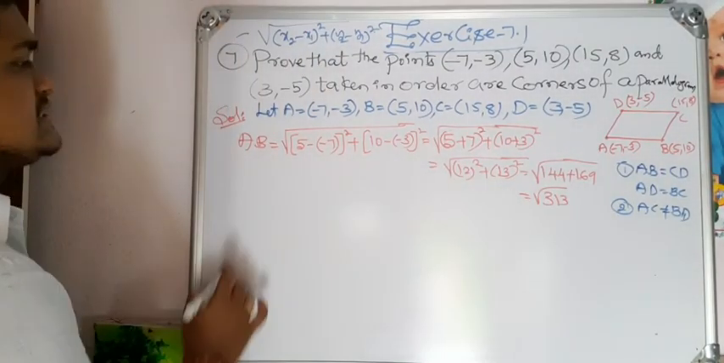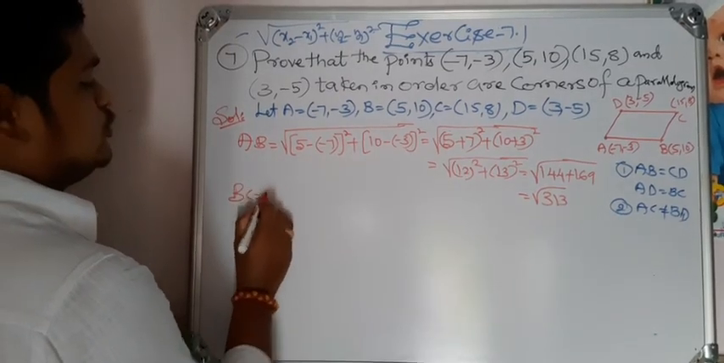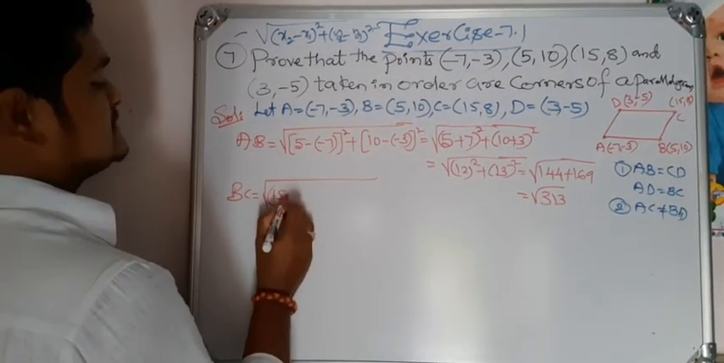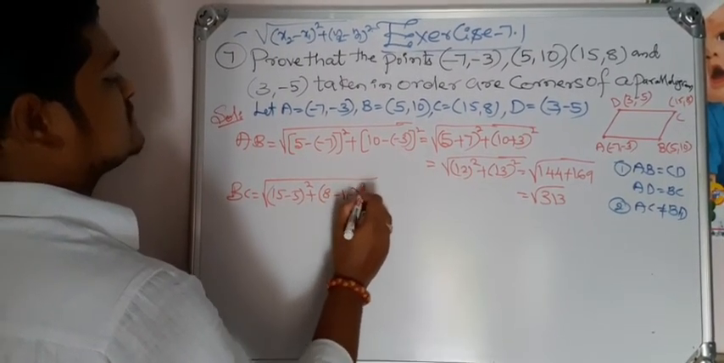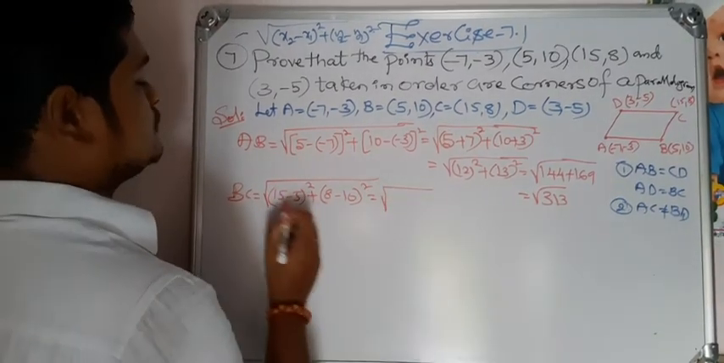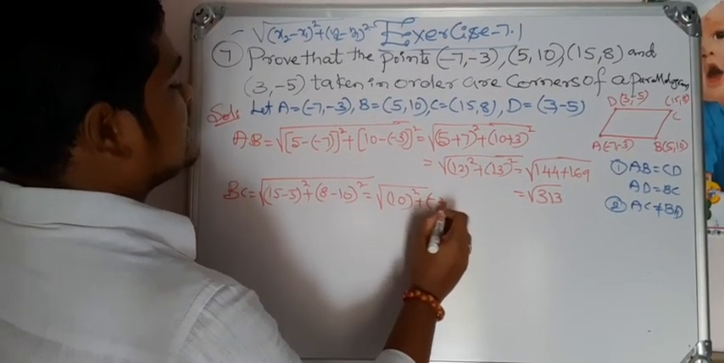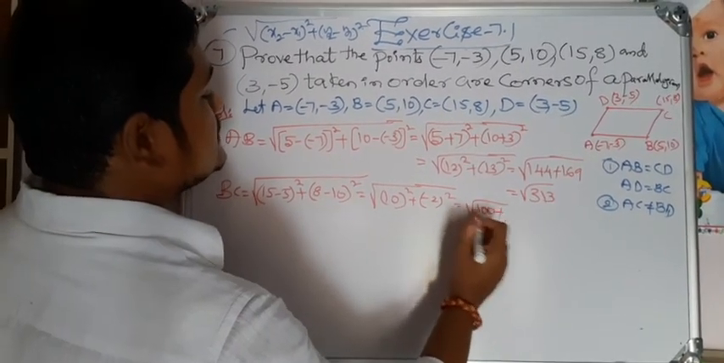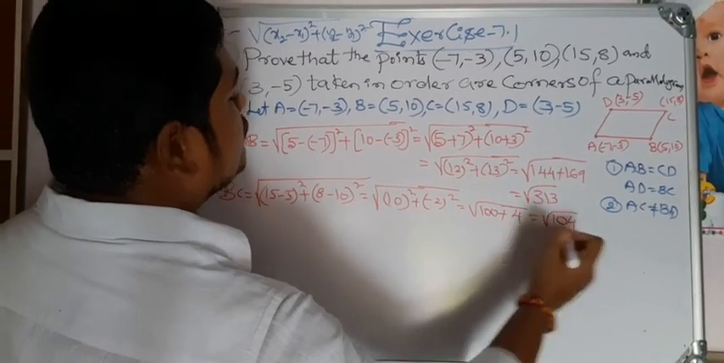Next, find the distance between B and C. BC is equal to root over, taking this point and this point, (15 minus 5) whole square plus (8 minus 10) whole square. This is 10 square plus (minus 2) whole square. So it is equal to 100 plus 4, which is root 104.